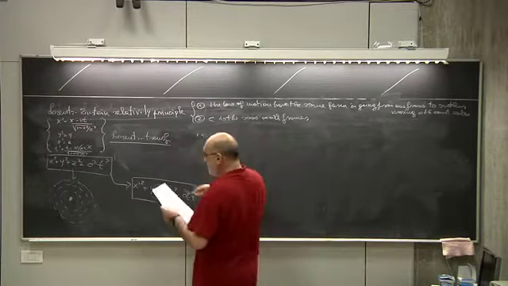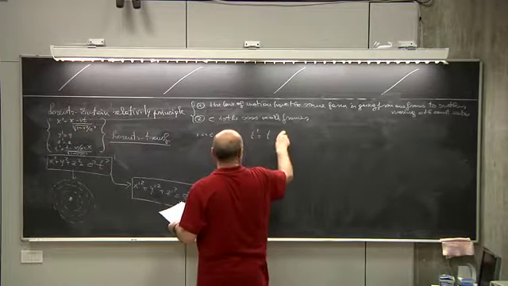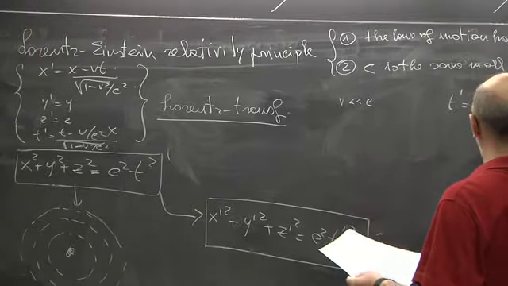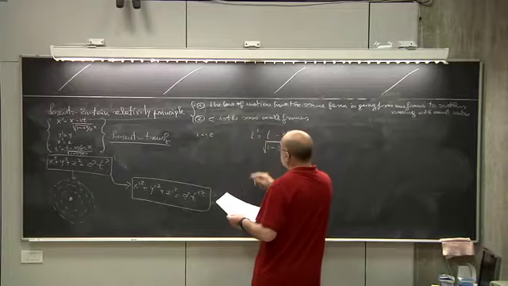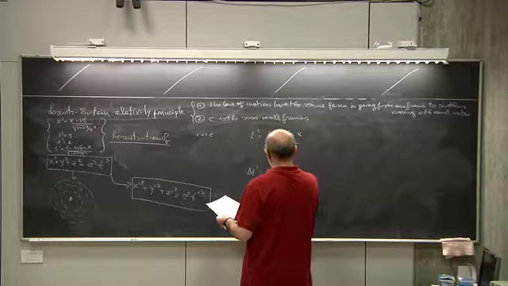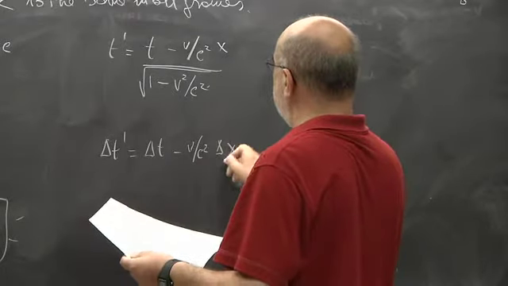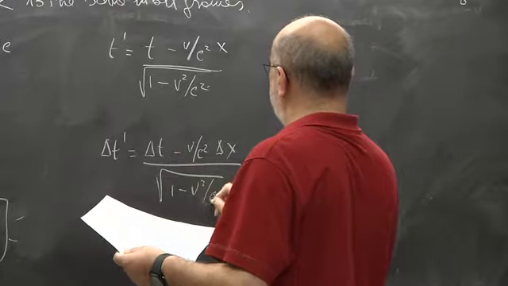Let's take the second equation: t prime is equal to (t minus v x over c squared) over 1 minus v squared over c squared. Okay, let's take the differential of this. We get delta t prime equal to (delta t minus v delta x over c squared) over 1 minus v squared over c squared.